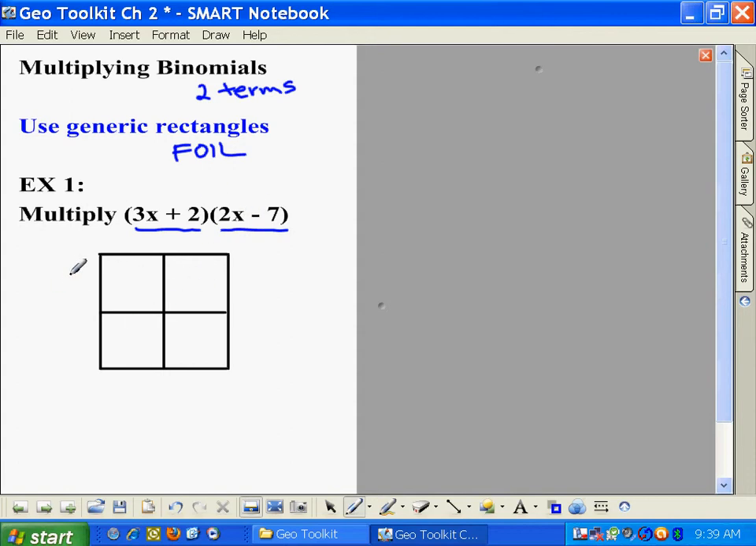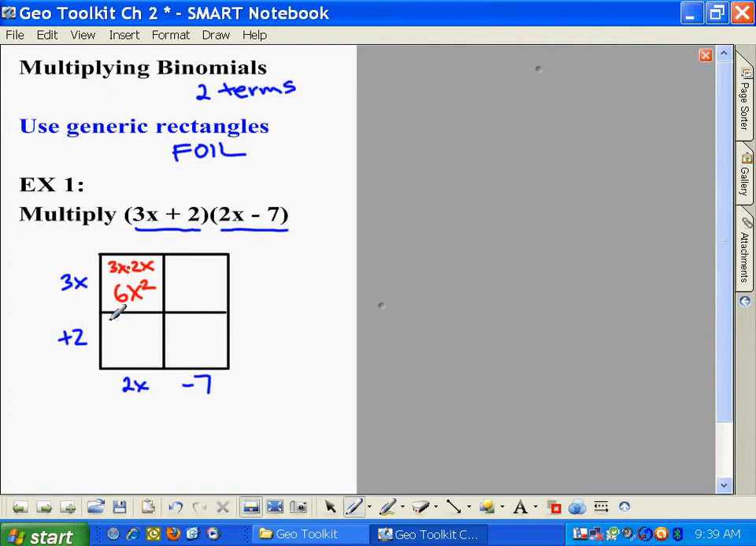And along one side I'm going to write 3x and plus 2. And along the bottom side, I'm going to put the other binomial, so 2x and a minus 7. And what we're going to do here is multiply these terms together. So for instance, we have 3x times 2x. So that's going to be this box right here, 3x times 2x. So that's going to be 6x squared.